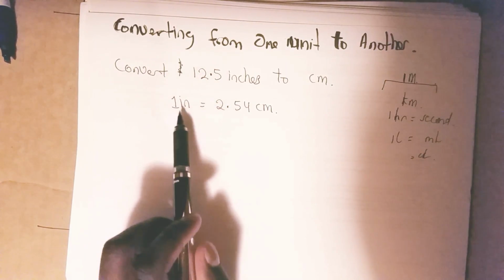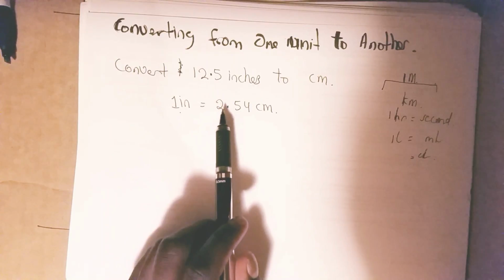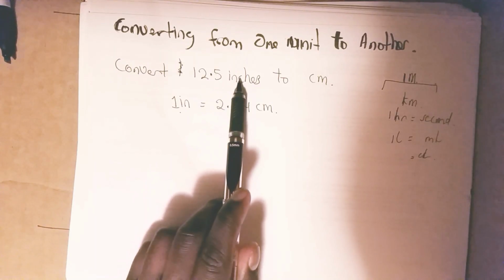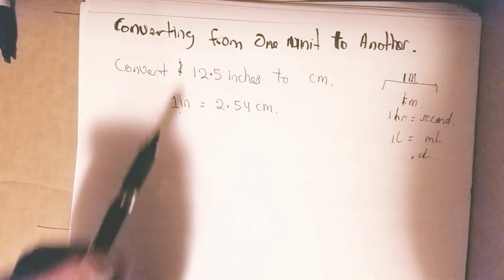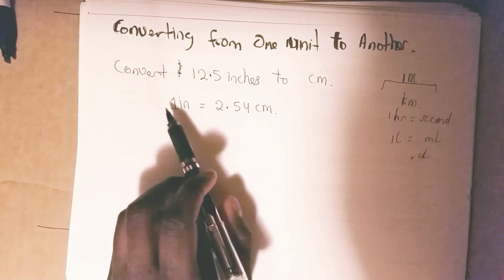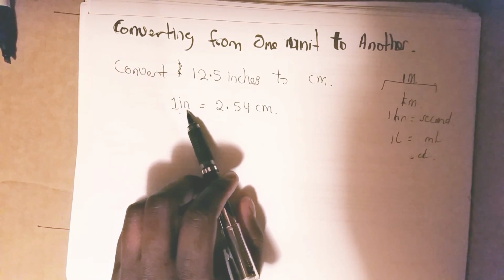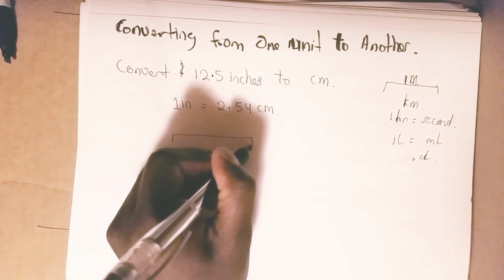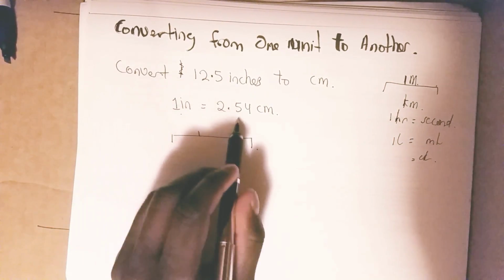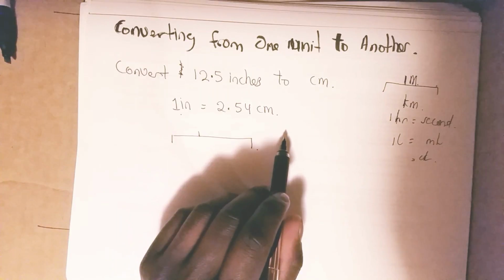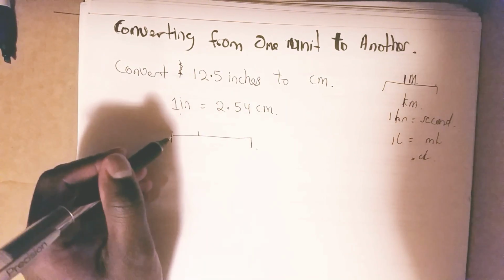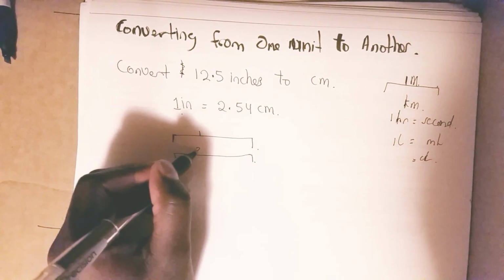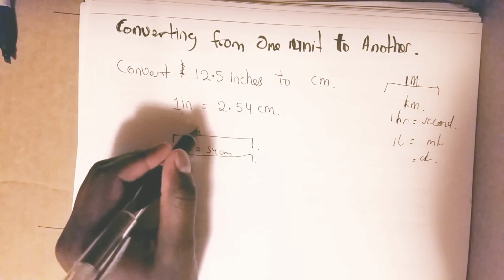So here I have 1 inch. You want to convert that into 2.54 centimeters. You can also convert 12.5 inches into centimeters. By looking at this, we can always tell that 1 inch is larger than a centimeter. 1 inch is 2.54 centimeters, so it takes 2.54 centimeters to make up just 1 inch.